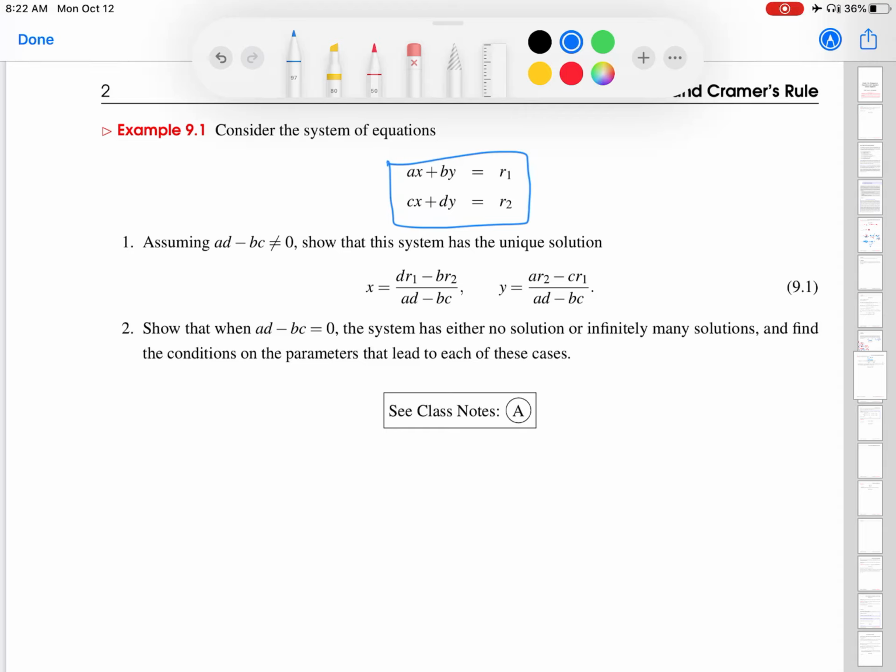And I'm going to do that by looking at this system, two equations and two unknowns, and examining what role this quantity, AD minus BC, plays. So we can see here that the first objective is to show that if this quantity is non-zero, then this 2 by 2 system has a unique solution, and it's given by this.